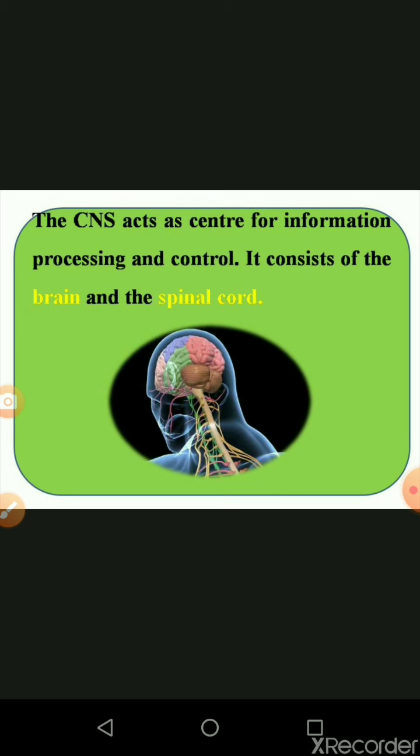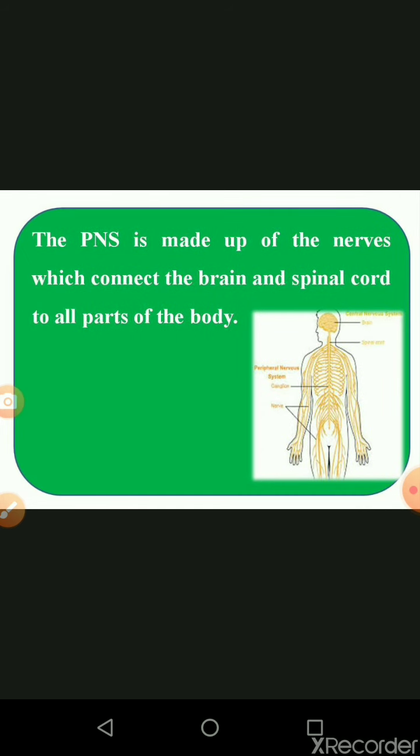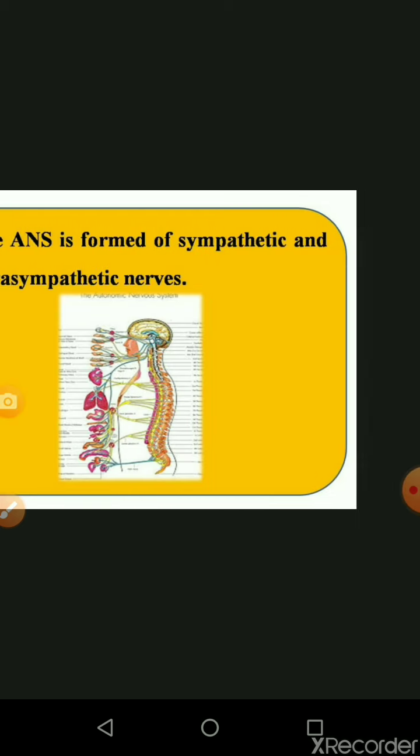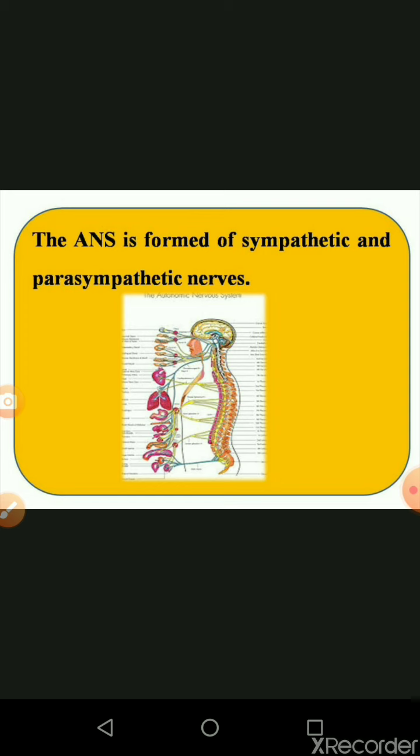In the image, the head region contains the brain, and the neck region contains the spinal cord. The second one, the PNS, is called the peripheral nervous system. It is made up of nerves which connect the brain and the spinal cord to all the parts of the body. The peripheral nervous system carries signals from various parts of the body to the brain and spinal cord. Then the autonomic nervous system consists of sympathetic and parasympathetic nerves. That is like contraction and relaxation. Each and every cell has some kind of opposite reaction, which is controlled by the ANS.